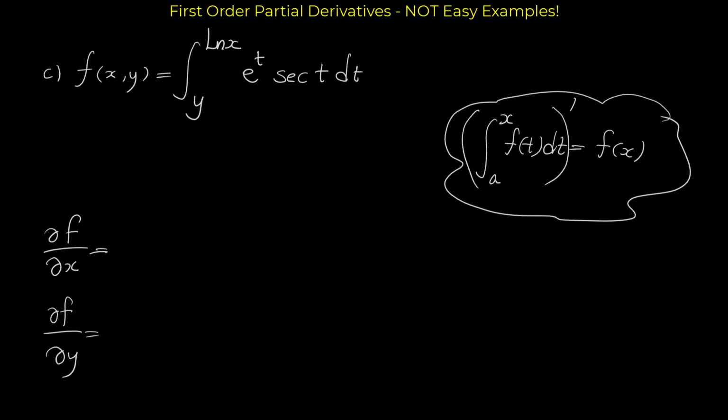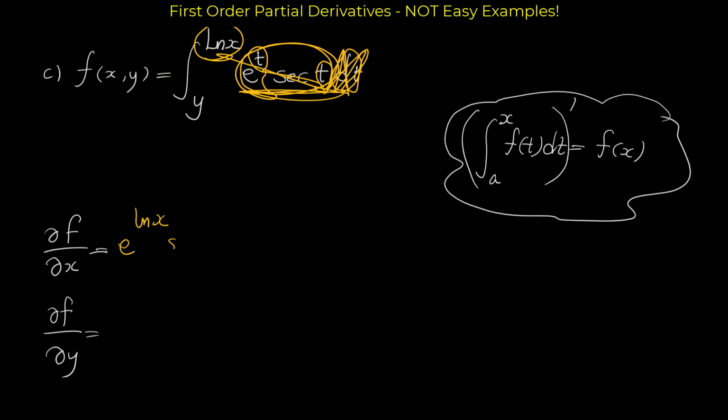So let's do this process for this question. Here, first we want to find the partial derivative of f with respect to x. And as you can see, x is only in the upper bound. So the lower bound is a constant, like a, and it has nothing to do with taking the derivative with respect to x. So we plug in ln of x for every t that we have in our function. Attention, this is our function, not dt. That is not part of the function. We replace every t with ln of x. So the answer would be e to the power of ln of x secant of ln of x.